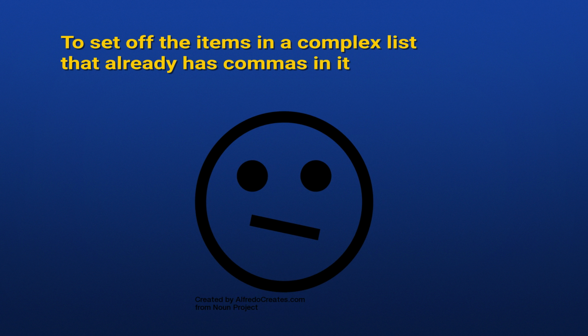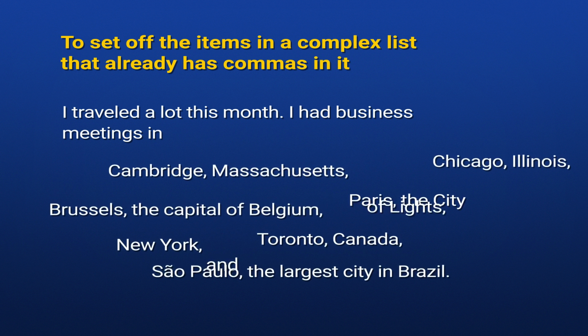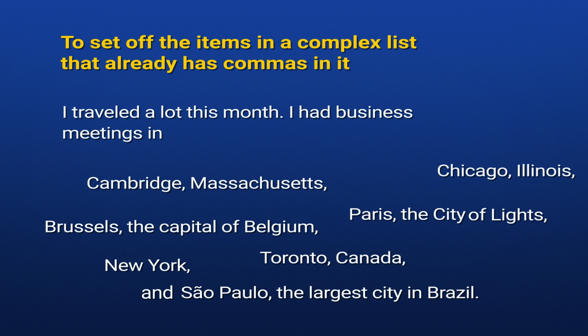What? Well, it's time for an example. I traveled a lot this month. I had business meetings in Cambridge, Massachusetts, Chicago, Illinois, Brussels, the capital of Belgium, Paris, the city of... Whoa, this is a mess. In this list, commas are being used not only to separate the items from each other, but also to add extra information about some of the items. If we could just set them off from each other.